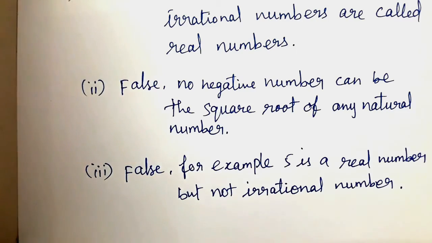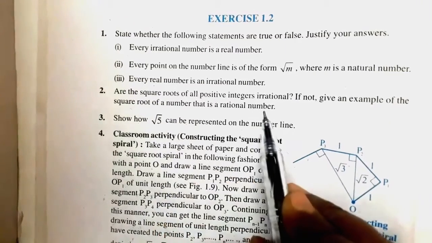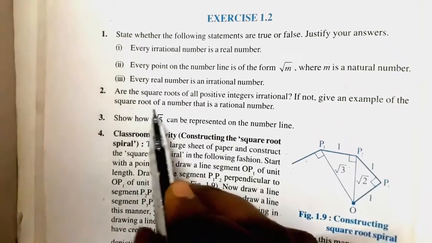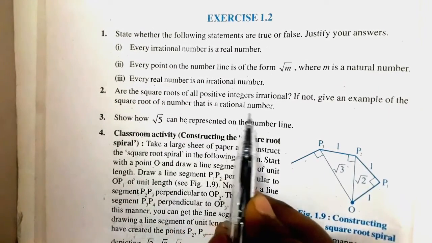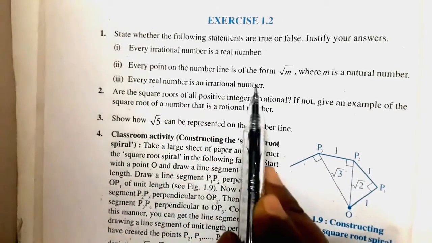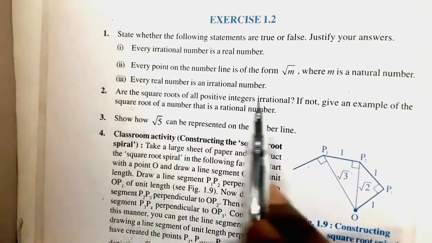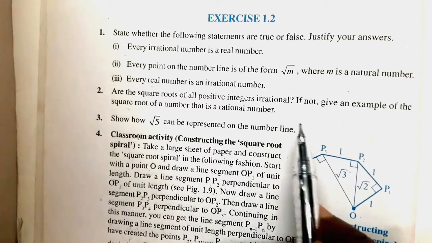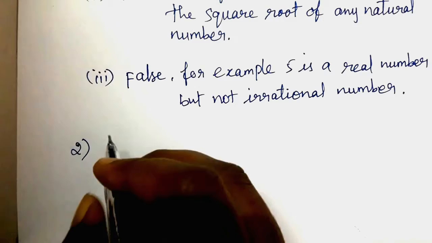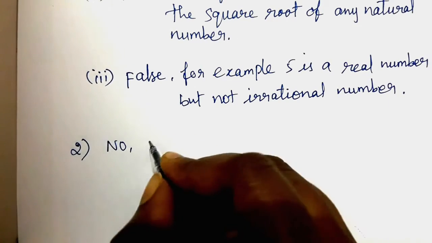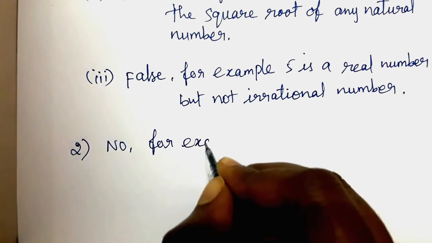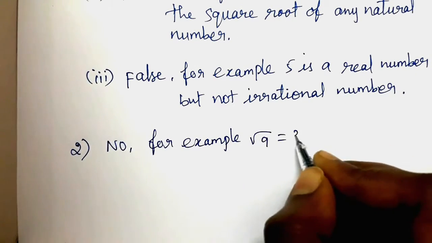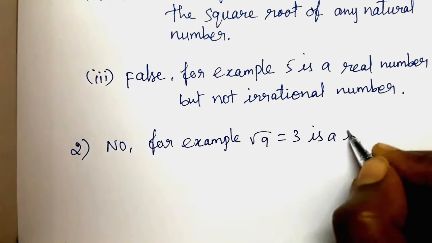Now move on to the next question. Are the square roots of all positive integers irrational? If not, give one example of the square root of a number that is a rational number. It is false because the square root of a positive integer may be rational or irrational. For example, square root of 4 equals 2. We can write the same here. No. For example, square root of 9 equals 3, which is a rational number.